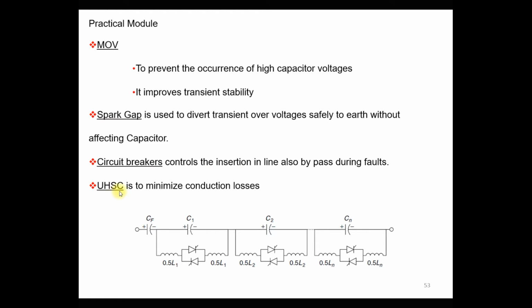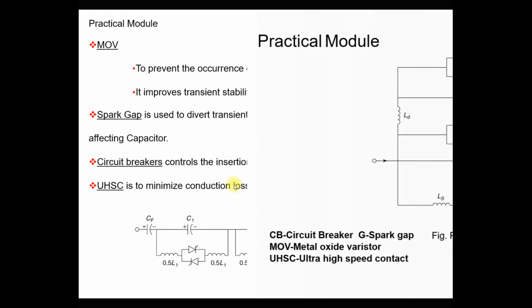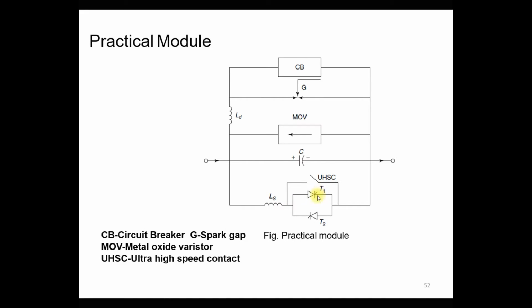Then this ultra high speed contact, you can see, is connected in parallel with the anti-parallel connection of the thyristor. So what is the function of this thyristor controlled reactor? The thyristor controlled reactor is nothing but a combination of L_S in series with the anti-parallel connection of the thyristors. So during the high fault condition, we require to bypass this capacitor. In that condition, the current is flowing through this thyristor controlled reactor.